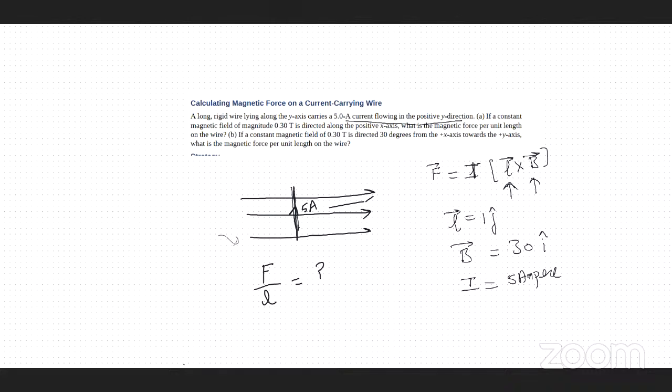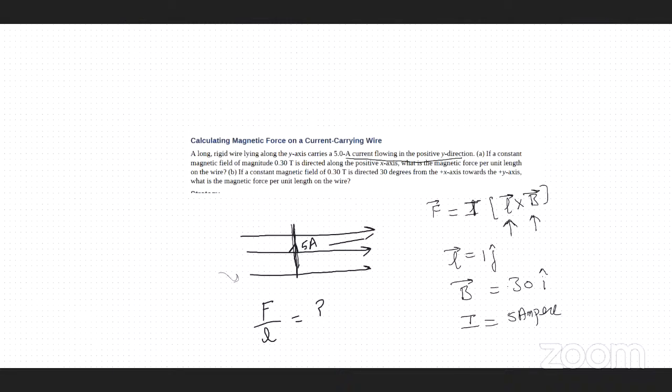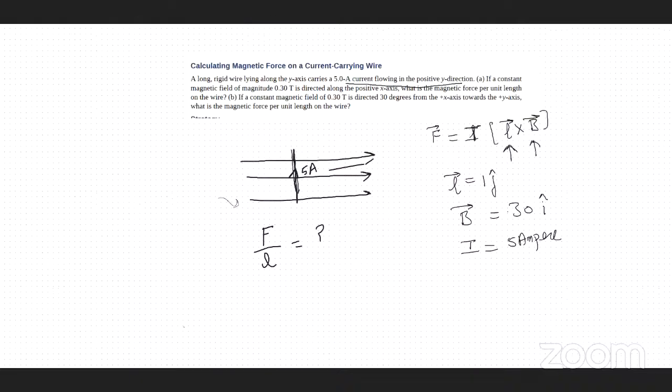ठीक है. So if you put length as 1, then you're getting force per unit length only. Any doubts in your mind कि समझ नहीं आ रहा?